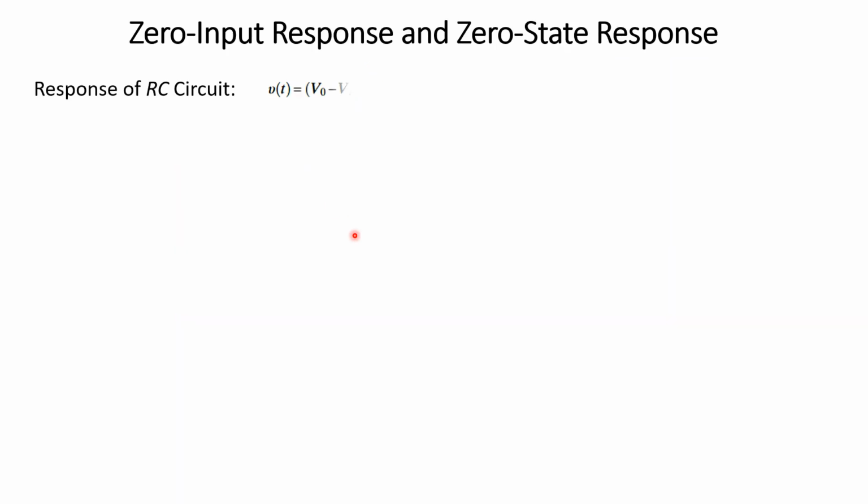Zero input response and zero state response. This is the complete response. So what is the meaning of zero input response or zero state response? And transient response and steady state response. You know, this response is for t equal to or greater than 0.